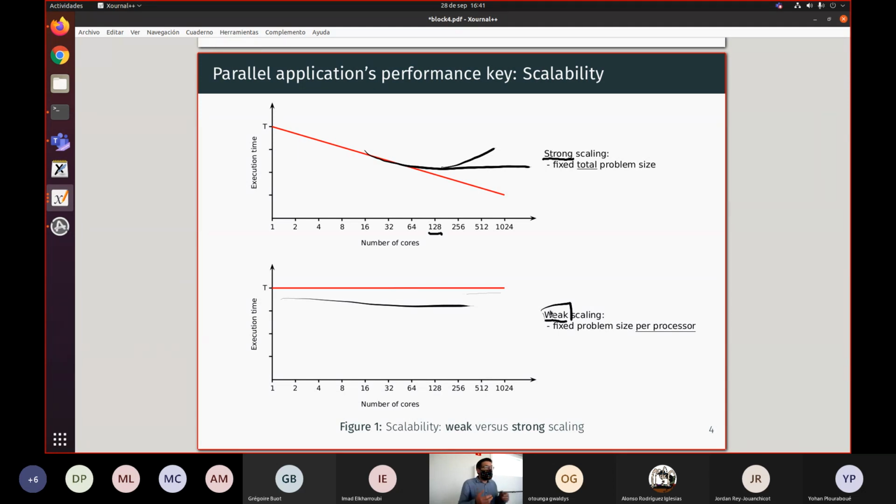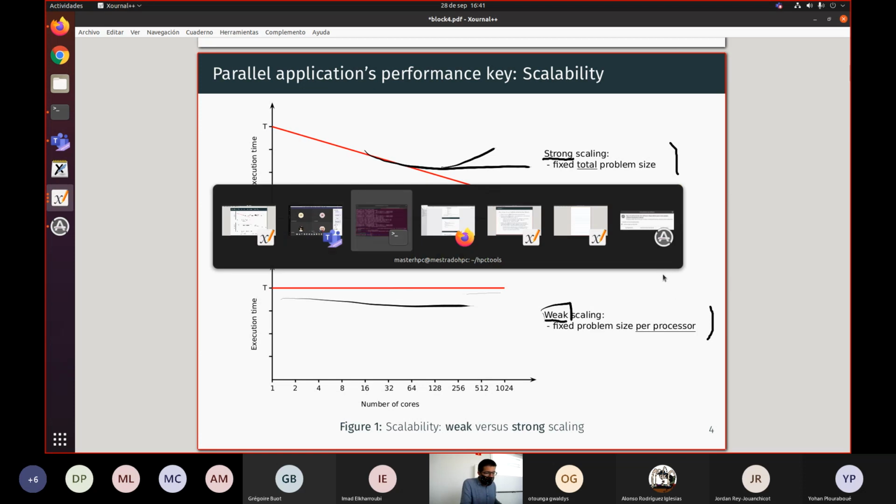Sometimes when we are analyzing parallel implementations, we want to have both analyses, the strong and the weak scalability, to know how our parallel code is behaving. Do you understand the concept of scalability? Any problem, any doubt?